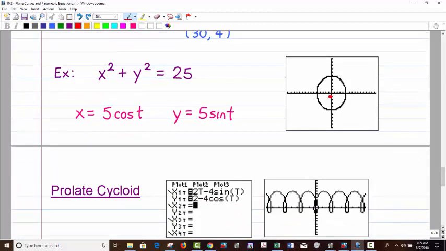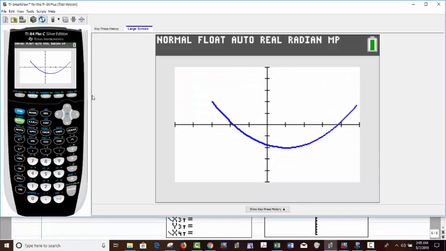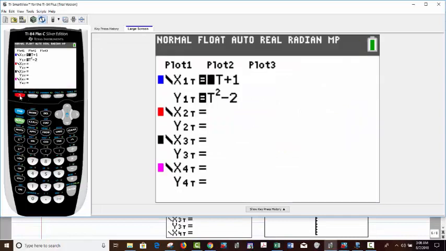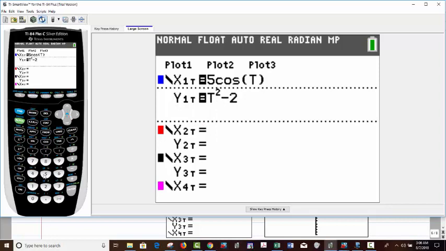That is a circle, though. Actually, I guess I could plot this one real quick, couldn't I? Let's go over here. x equals 5 cos t, y equals 5 sin t. Delete all that.